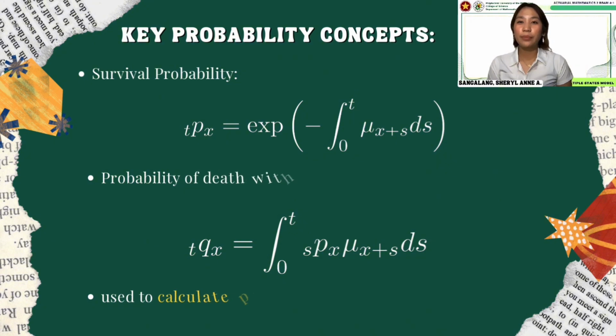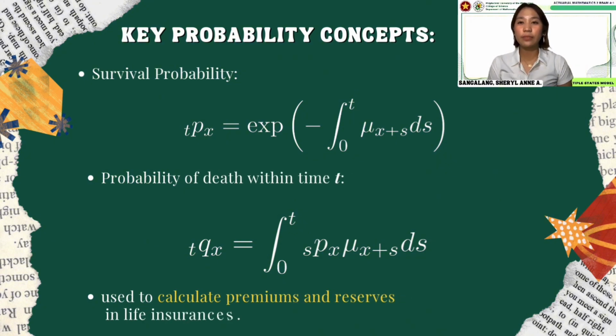To determine the probability of an individual age x surviving an additional time t, we use the following formula. This formula integrates the force of mortality over the time period t to determine the survival probability. Conversely, the probability of dying within time t is this formula. This is simply 1 minus the survival probability, giving the cumulative probability of death over the period.